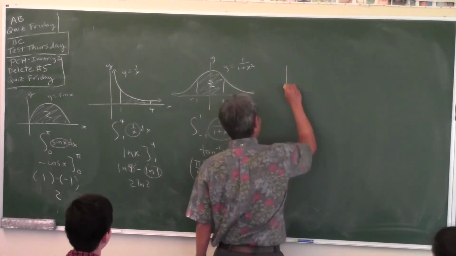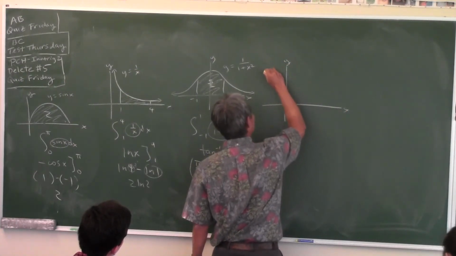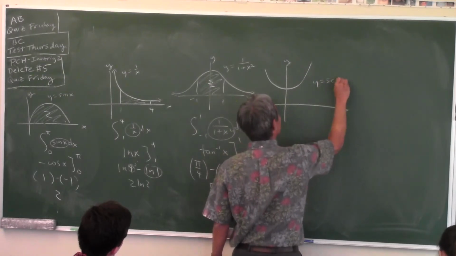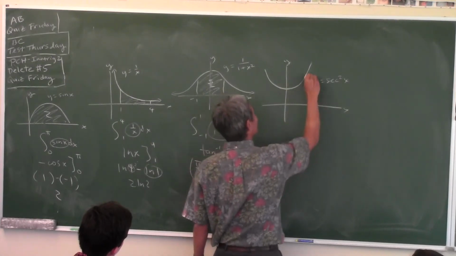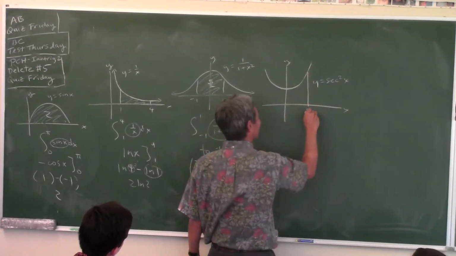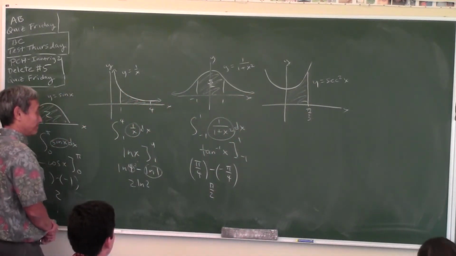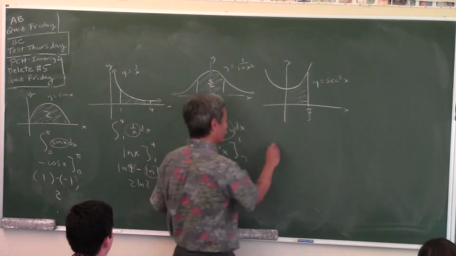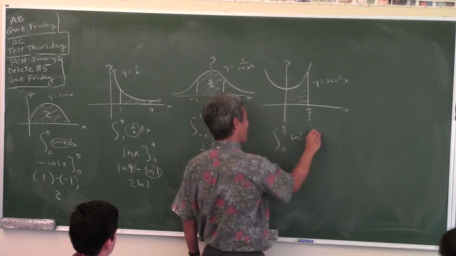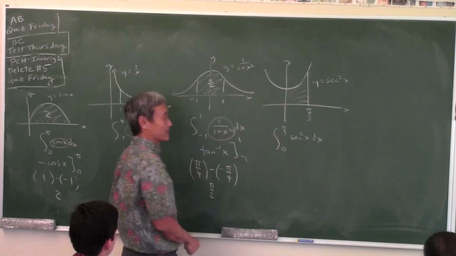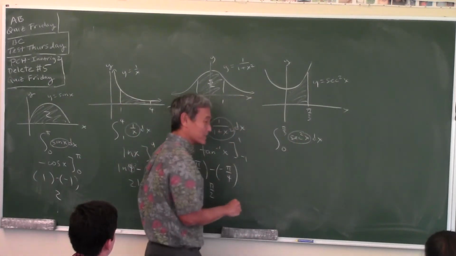Okay, next one. Here is the graph of y equals secant squared x. Let's go from 0 to pi over 3. Compute that area. Now I know you can set up the integral. It's the integral from 0 to pi over 3 of secant squared x dx. After this, I'm not going to even draw the picture. You guys know what it represents. It's computing it. Well, what's the antiderivative of secant squared x?